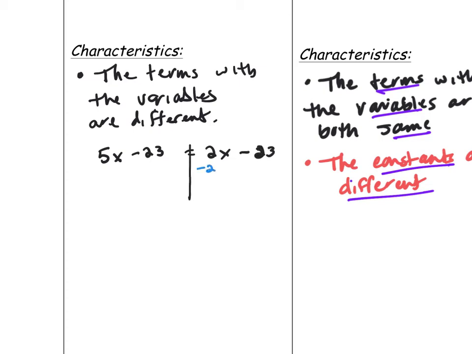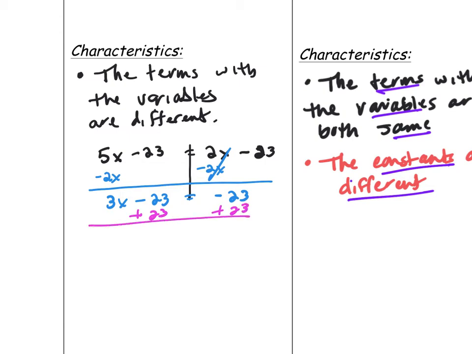We would get rid of the weakest term, or one of the x terms, it doesn't have to be the weakest, and we'd have 3x minus 23. And on this side, we'd have negative 23 because this would eliminate. Then we continue to solve by adding 23 on both sides. You do not have to copy this down, by the way. And then I'd have 3x equals 0. And then I would divide by 3 on both sides, and x would equal 0.